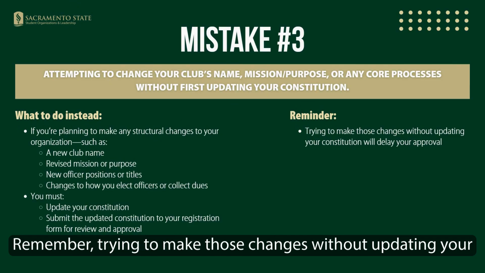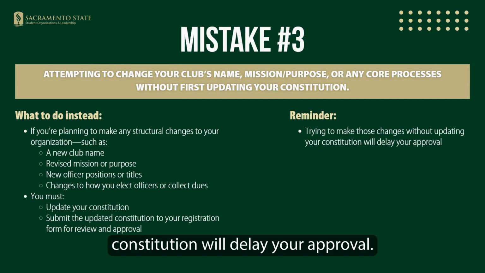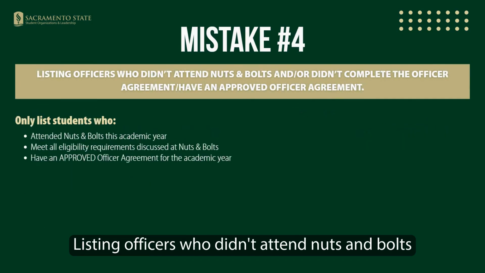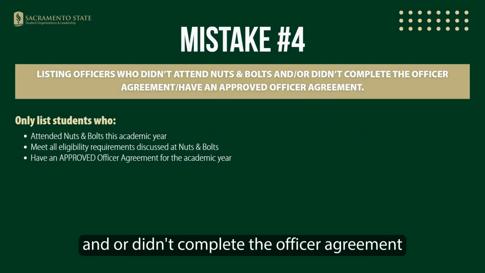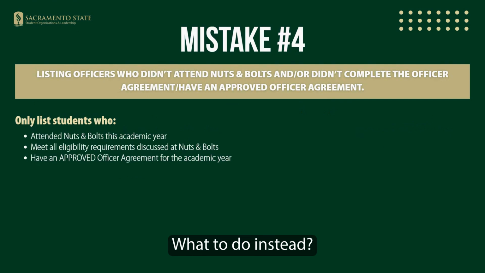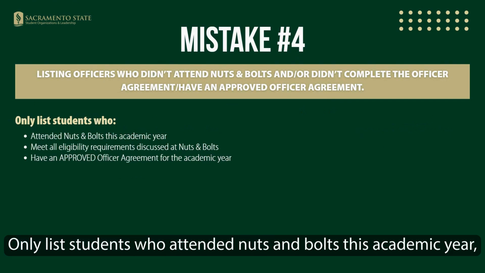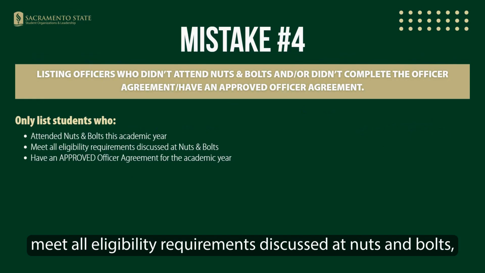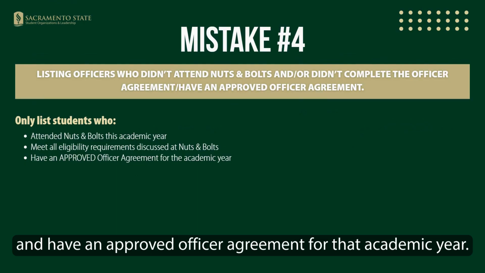Remember, trying to make those changes without updating your constitution will delay your approval. Mistake number four: listing officers who didn't attend Nuts and Bolts and/or didn't complete the officer agreement or have an approved officer agreement. What to do instead? Only list students who attended Nuts and Bolts this academic year, meet all eligibility requirements discussed at Nuts and Bolts, and have an approved officer agreement for that academic year.